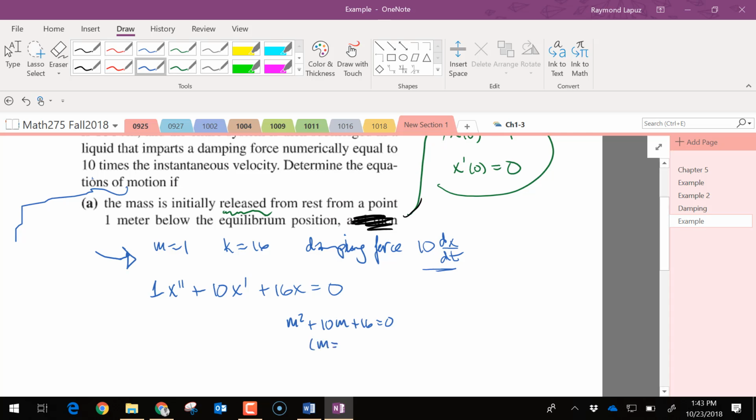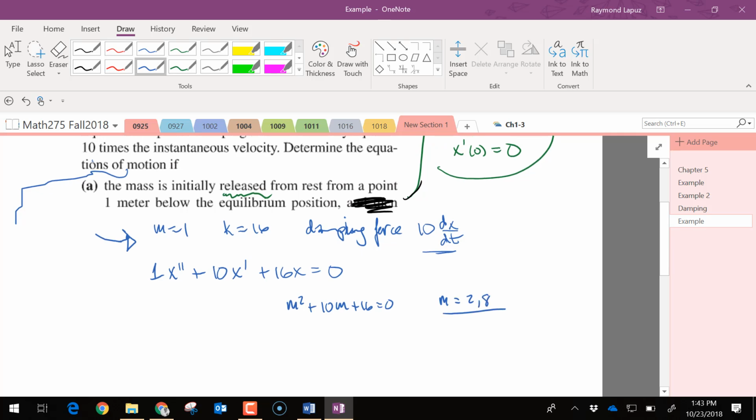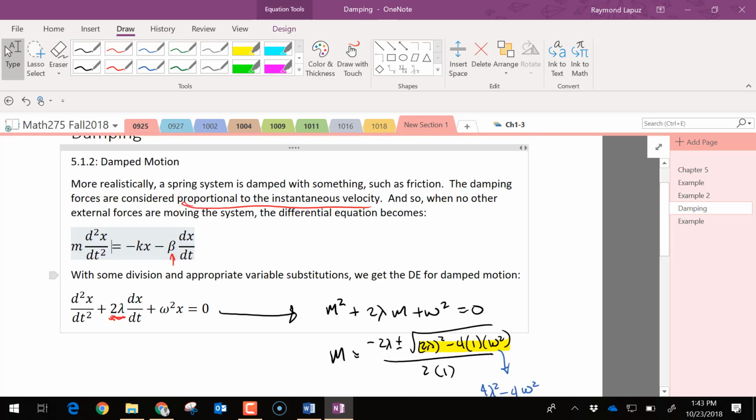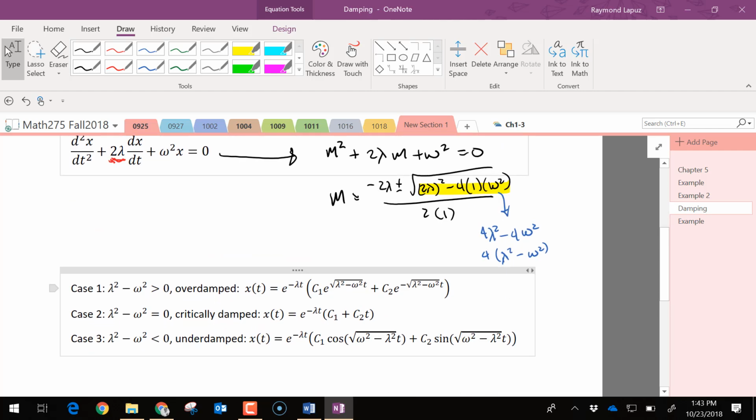So m is equal to, they're both positive, right? Oh, just get the solutions here. M is equal to positive 2 and positive 8. So we have these two solutions. We have, negative, both negative. And so we have distinct real roots, and that would put us in case one where it's an overdamped system.